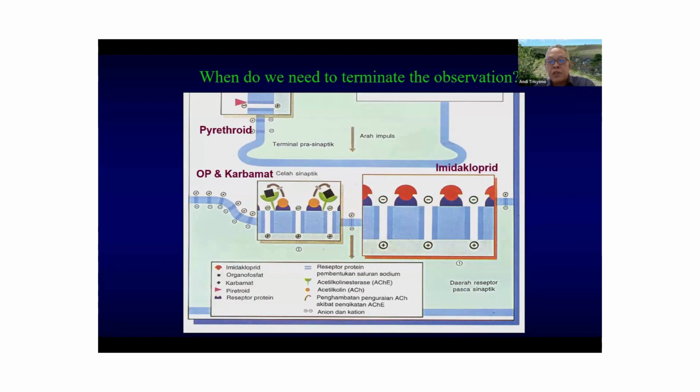This is just representing some insecticides that work on the nervous system. And usually the response of insects treated with nerve insecticides is going to be very quick. Within minutes or even seconds, we can get the result. So 24 hours is probably going to be sufficient to measure the toxicity of the insecticide.